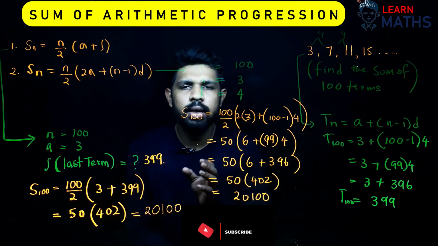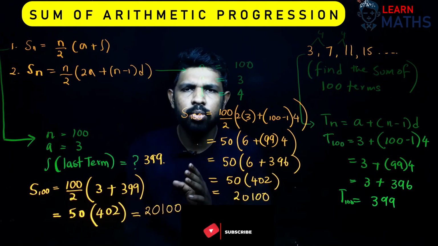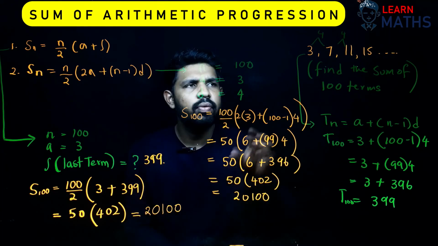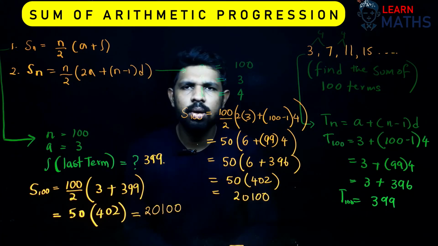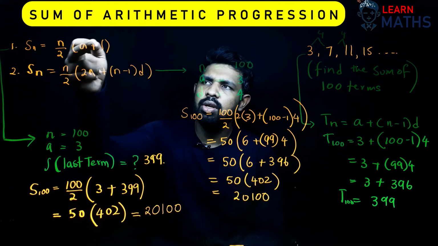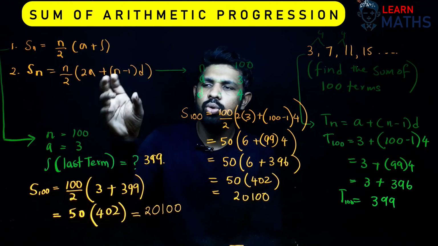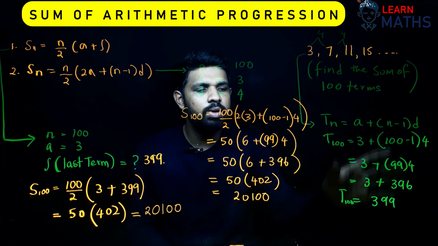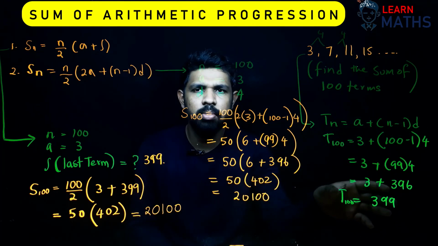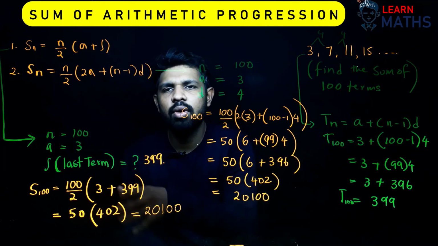While doing a question like this, make sure you use the correct formula so that you can save your time. Now for this example, if you notice, using the first formula is not suitable, because we knew n, we knew a, but we didn't know l. So what we had to do is use the Tn formula, and then we found the 100th term, that is the last term, and then we came back to this and found the sum.